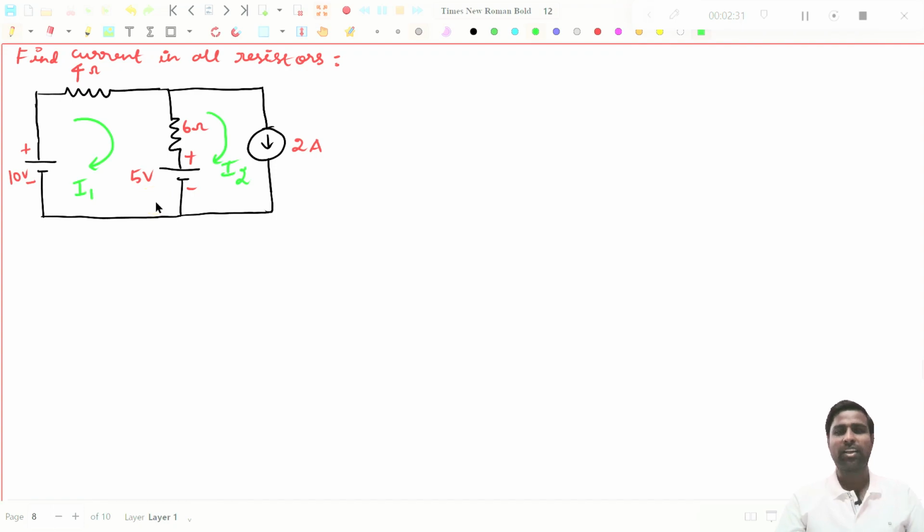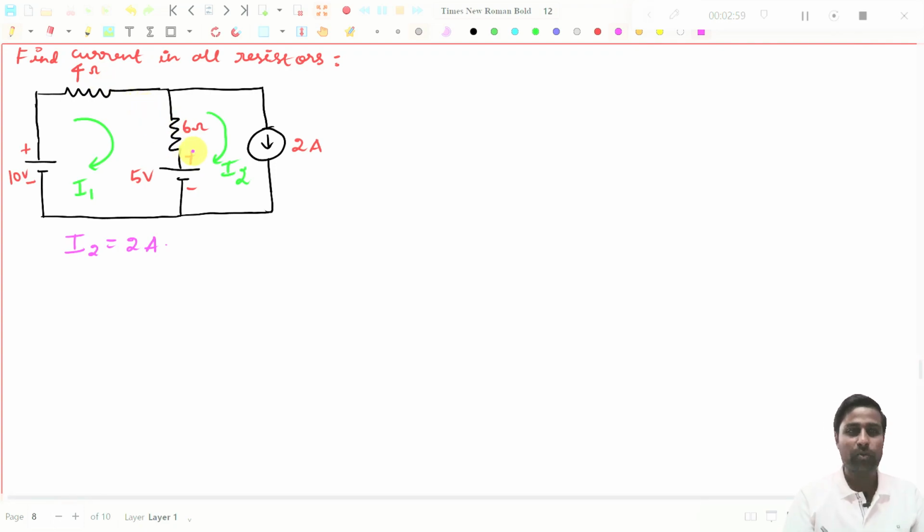And one thing is very interesting here. This 2 ampere source is in the second loop, so you can directly write that I2 will be equal to 2 amperes. That is already given, and you need to find only I1. If you know I1, then you can find the current in the 4 ohms resistor as well as the 6 ohms resistor, right?